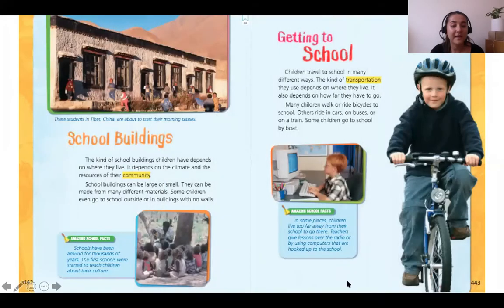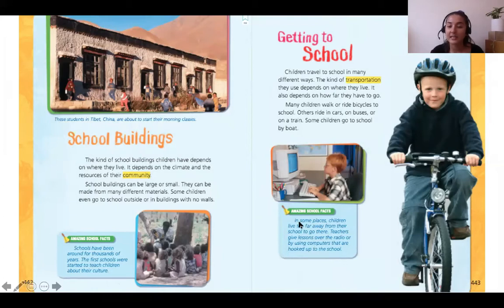So these are the amazing facts boxes. We've got 2 on these 2 pages. Here it says schools have been around for thousands of years. The first schools were started to teach children about their culture. So here it's just giving us extra details about how schools have been around for many years.